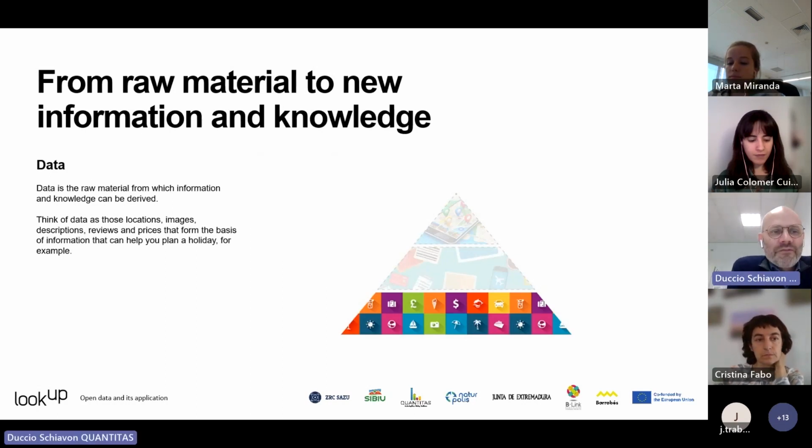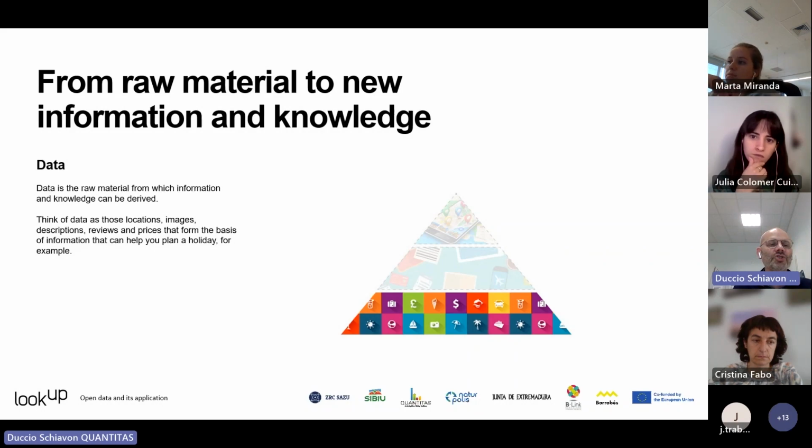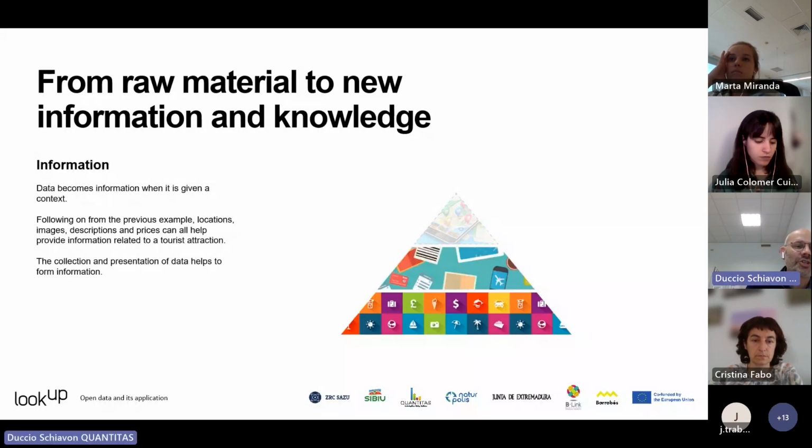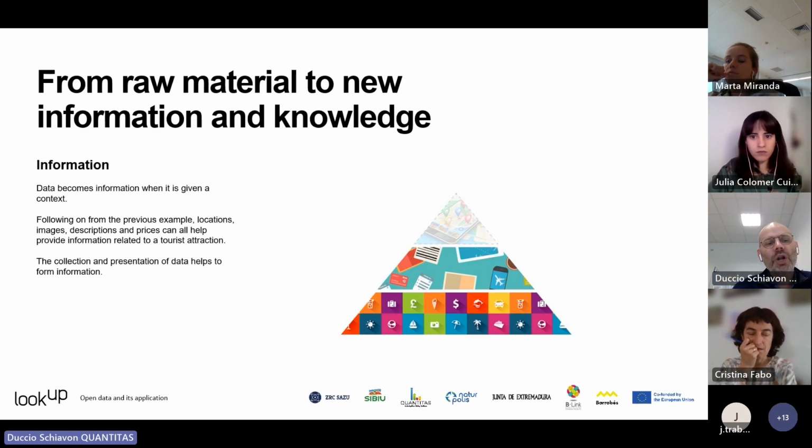Let's see what this means. From raw material to new information and knowledge. Let's start with data. Data is the raw material from which information and knowledge can be derived. Think of data as those locations, images, descriptions, reviews, and prices that form the basis of information that can help you plan a holiday, for example. Information: data becomes information when it is given a context. Following on from the previous example, locations, images, descriptions, and prices can all help provide information related to a tourist attraction. The collection and presentation of data helps to form information.